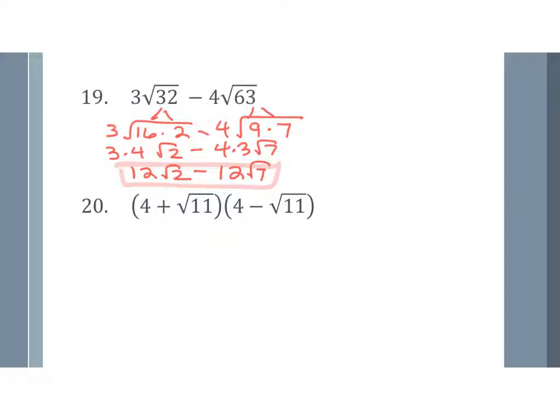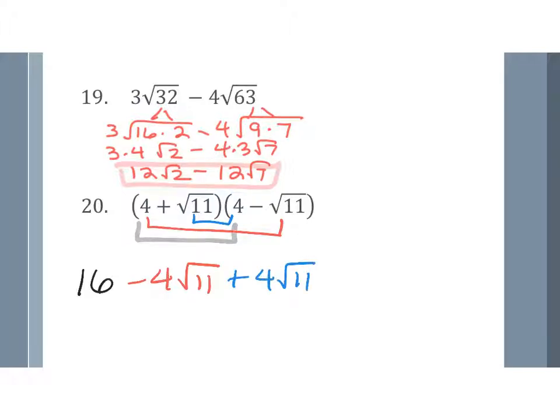Next, we're going to be foiling. These are two binomials, but our binomials have radicals. So I'm going to FOIL. So first gives me 16, 4 times 4. Outside, 4 times negative square root of 11. Inside gives me positive 4 square root of 11. And last, notice I got a pair of 11s, so minus 11.